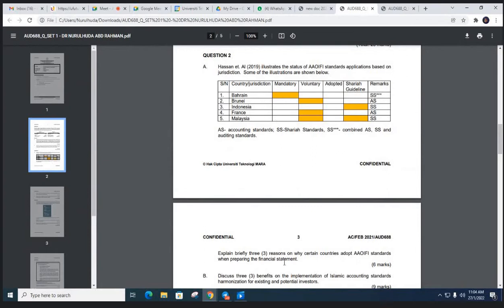So explain briefly 3 reasons on why country adopt IOFI. Kalau Bahrain mandatory, Brunei voluntary, France voluntary, Malaysia voluntary. Kenapa ada yang adopt IOFI standard? What's your answer? Anyone?